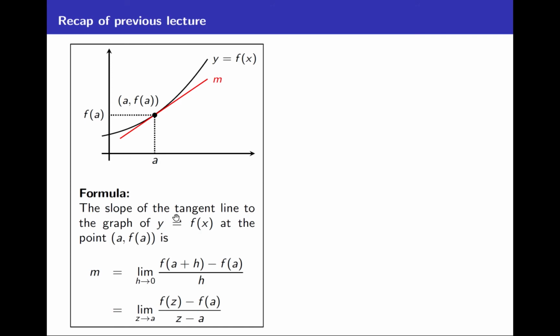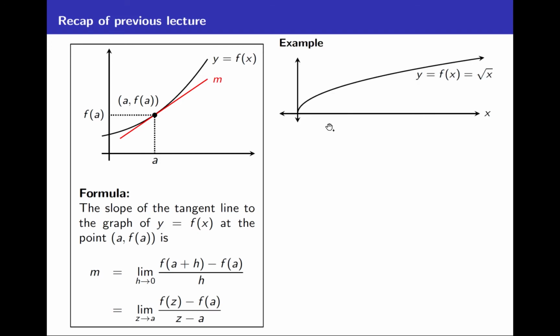The slope of the tangent line to the graph of y equals f of x at the point a, f of a is m, which equals the limit as h approaches 0 of f of a plus h minus f of a divided by h. Alternatively, we could write that as the limit as z approaches a of f of z minus f of a divided by z minus a. Either one of these two limits, when you work them out, gives you the slope m of this tangent line at the point x equals a.